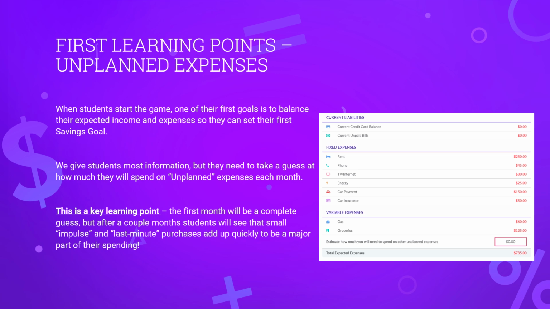For the first month of the game, this is really going to be a pure guess on the part of your students. But after the students have played a month or two, they're going to see how these really start to add up throughout the game. This is a key learning point. Being able to plan for these unplanned expenses makes students realize that this is not just something you can write off. It ends up being a very large chunk of the money spent. And so they need to understand how much money that is and be able to plan for it in their budgets.